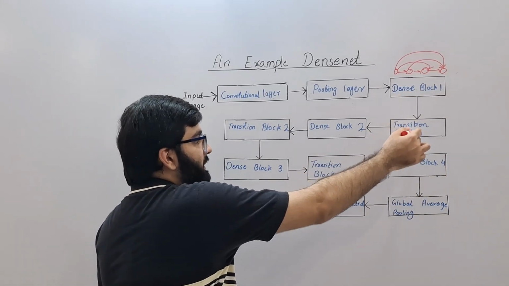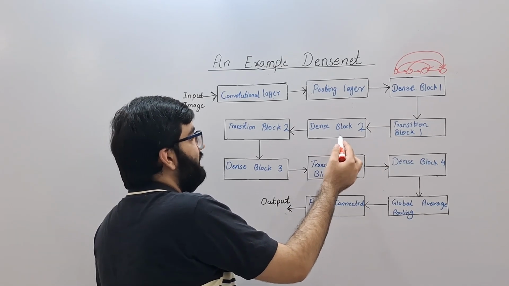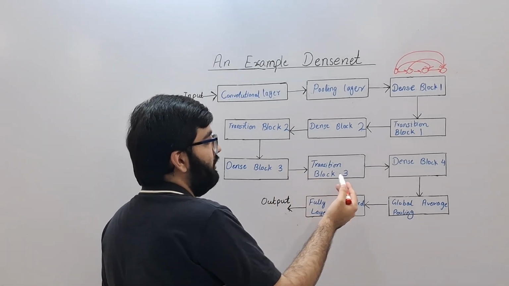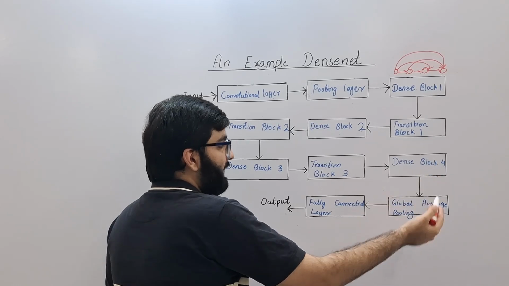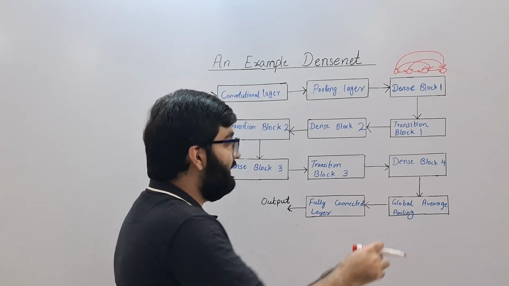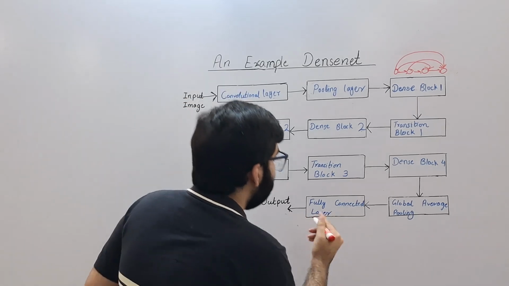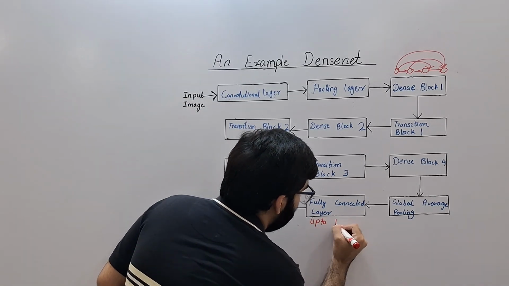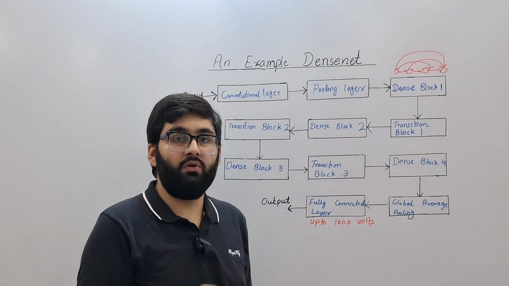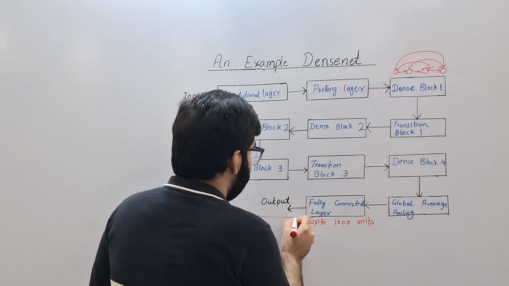The first dense block is followed by a transition block which is followed by another dense block. Again there is dense connectivity in it, followed by a transition block, then a dense block again with dense connectivity, then a transition block, then another dense block with dense connectivity. Finally, there is a global average pooling. The global average pooling layer aggregates the features from the dense block and passes them to a fully connected layer. This layer has up to 1000 units and this number equals the number of classes in our image dataset. And finally, there is this output.